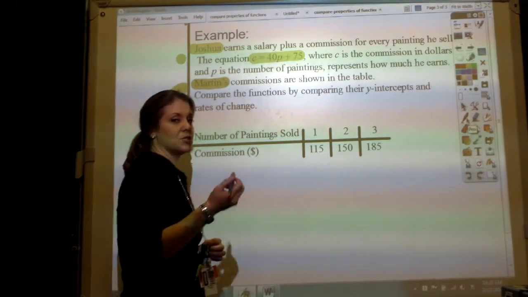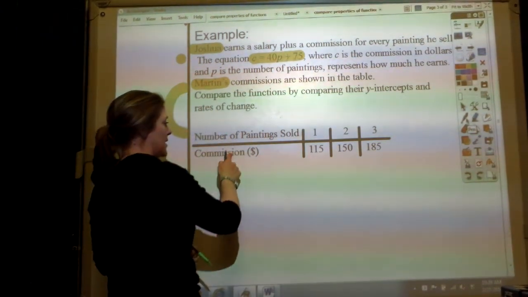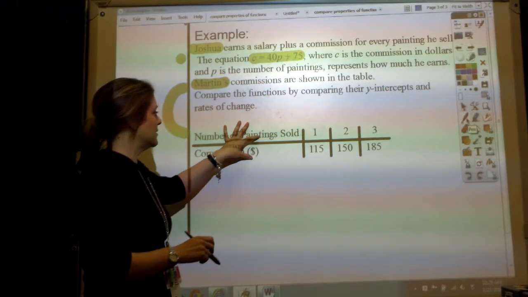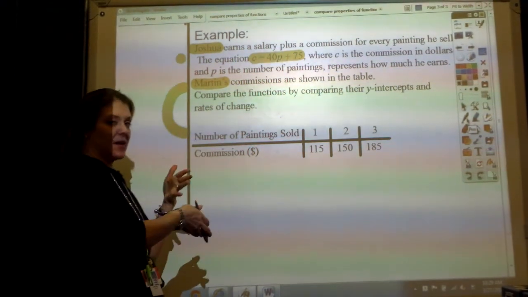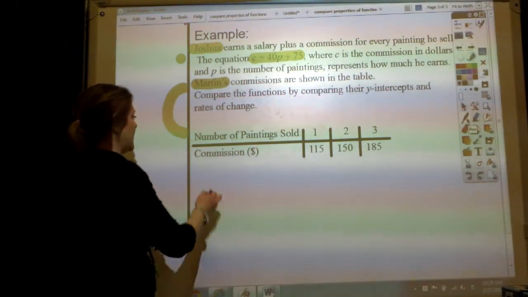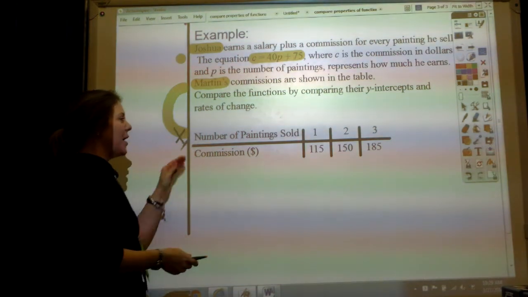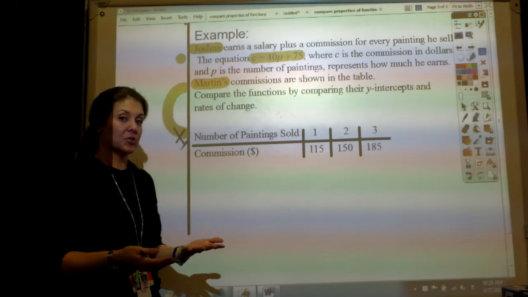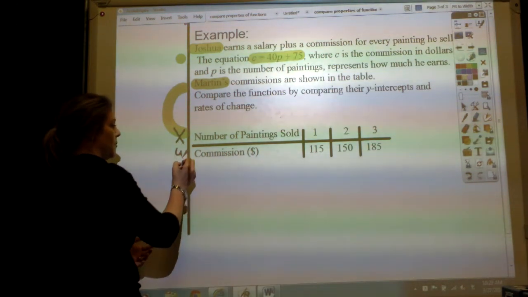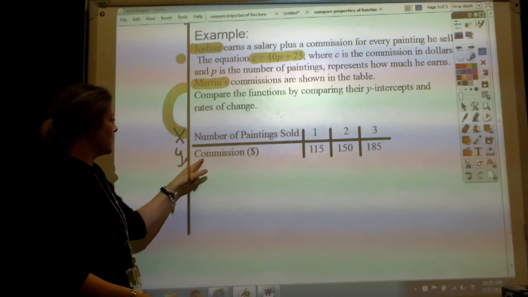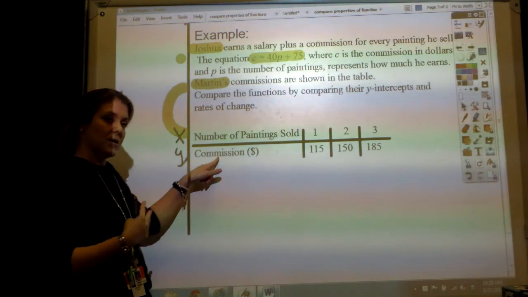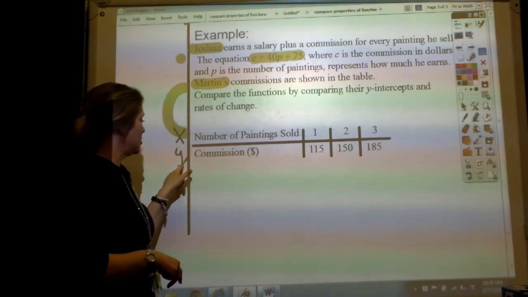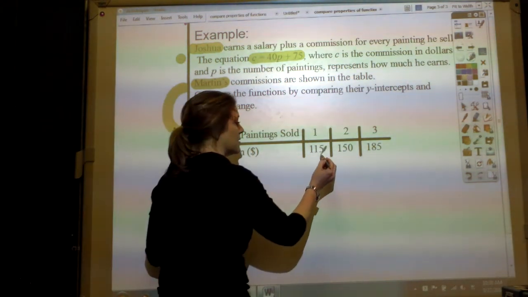Remember, rate of change is the change in y, and in this case, it's set up horizontally so you don't have that first, second column, but number of paintings is your x. You have to know how many paintings you sold in order to know how much commission you'll earn. So x is that independent, has to happen first, and then y is that commission that you earn, so that's always the second thing. So change in y over change in x is how we're going to do this.